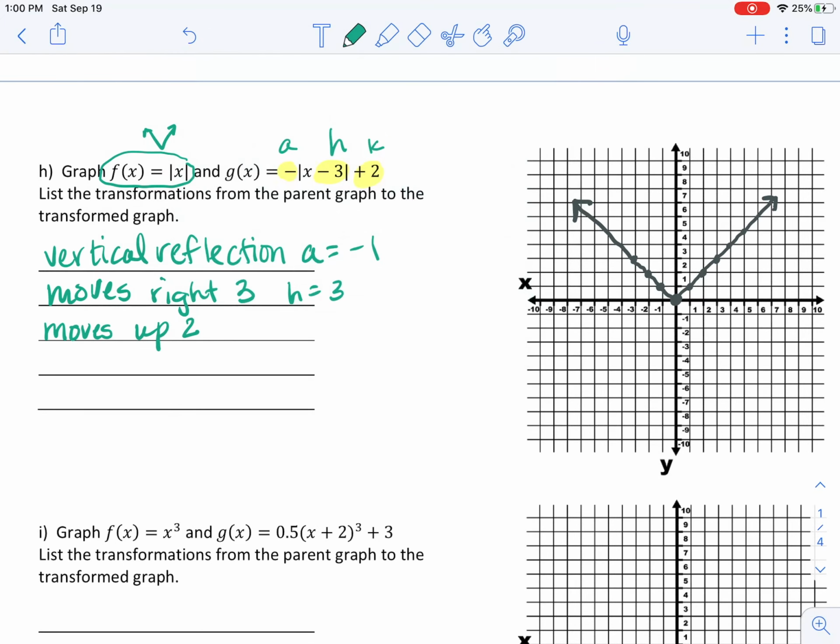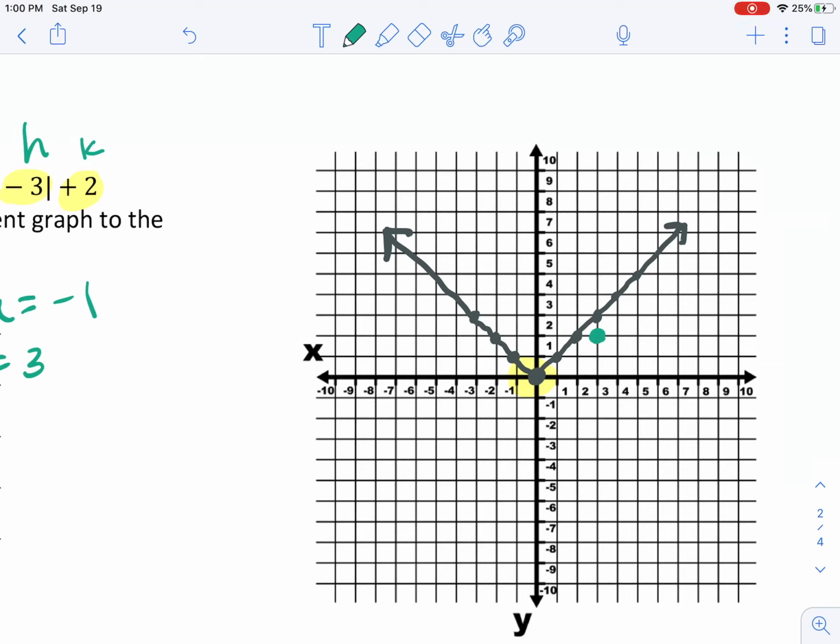Back to the transformed graph. This (h, k) is your new vertex, that point where the graph is going down and then turns and goes back up. So if h is 3, and I forgot to write in here that k is 2, I'm going to go to that point to start off my transformed graph. So to the right 3 and up 2. That is my new point.